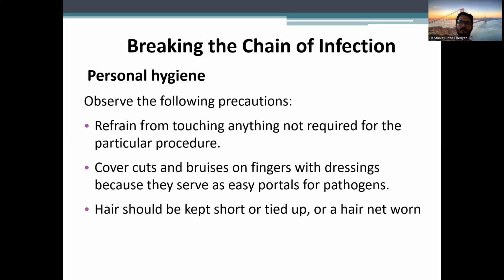So, how do you break the chain of infection? Just primarily by personal hygiene. You should observe the following precautions. You should refrain from touching unwanted surfaces. With your gloved hand, you should always cap it and hold it in front of your chest so that you don't unnecessarily touch surfaces. You should cover all your cuts and bruises on fingers with dressings because they serve as easy portals for pathogens. Your hair, especially women, you should cover it up and tie it up, and a hairnet should be worn. It should not lie loose. You should take care of that.